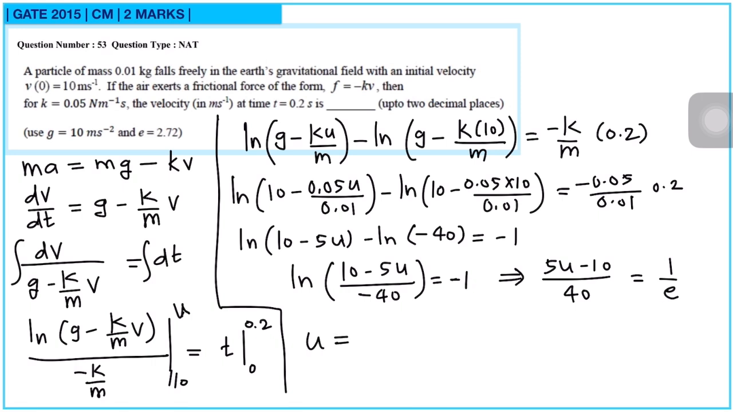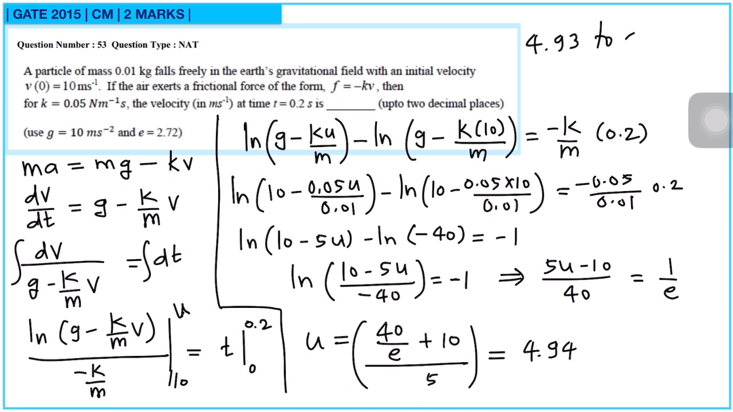So u is equal to 40 by e plus 10, upon 5, and that comes out to be 4.94. So the answer is 4.94. The answer given in the answer key is 4.93 to 4.98.